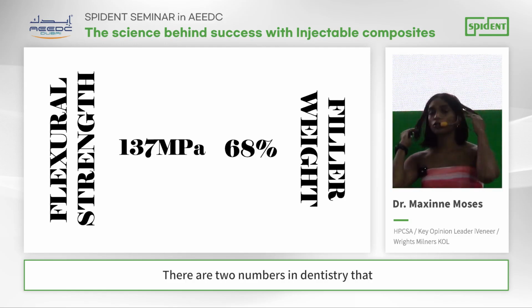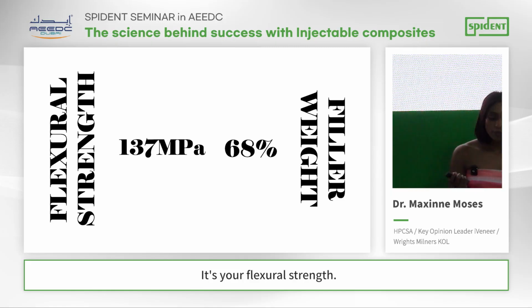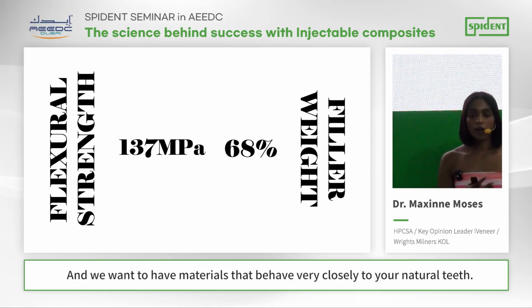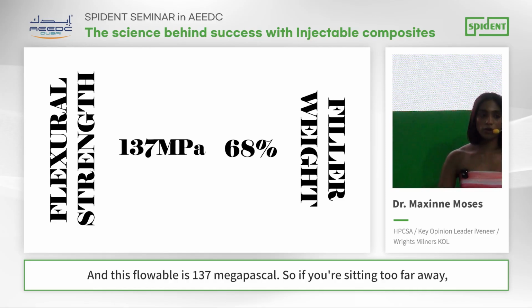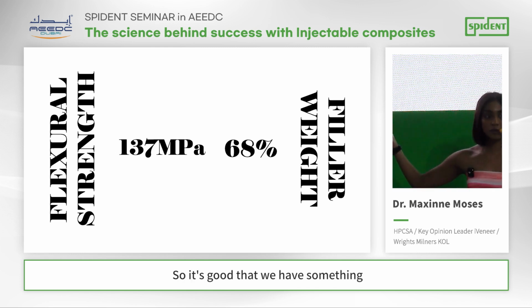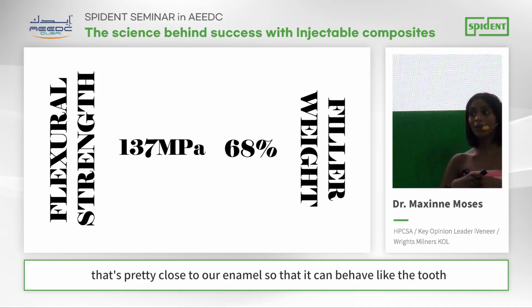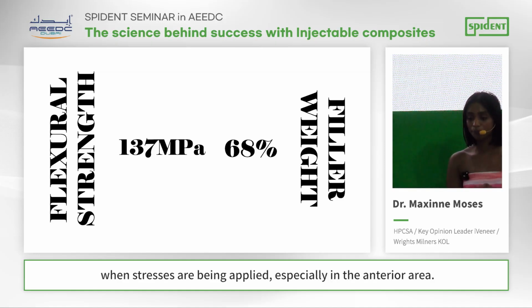There are two numbers in dentistry that are very important when we're talking about this type of material. It's your flexural strength, and we want to have materials that behave very closely to your natural teeth. Enamel's flexural strength is about 179 megapascal, and this flowable is 137 megapascal. If you're sitting too far away, the physical forces applied between the material and the bond become a problem. So it's good that we have something pretty close to our enamel so that it can behave like the tooth when stresses are being applied, especially in the anterior area.